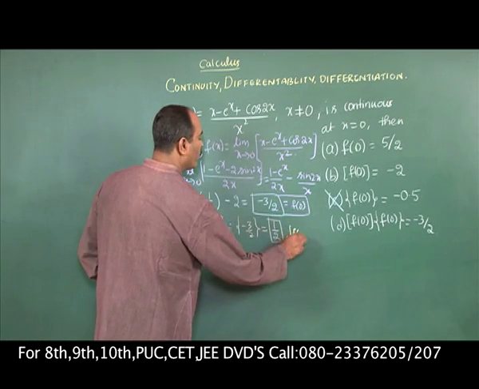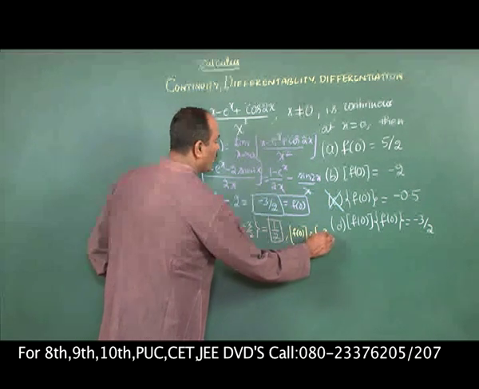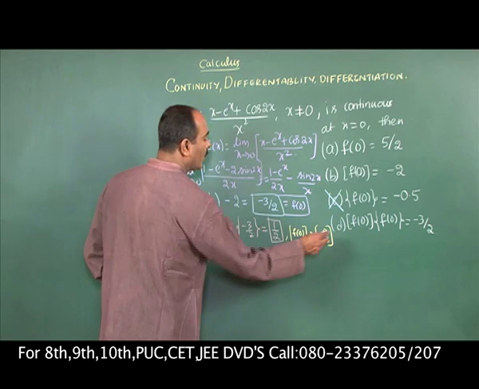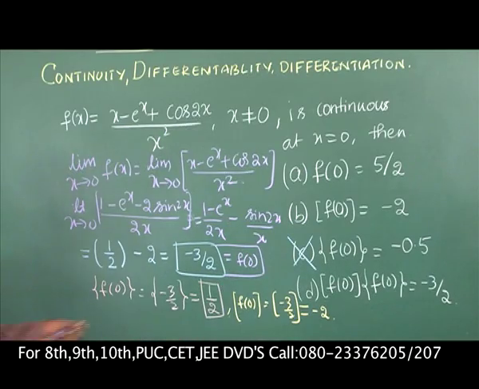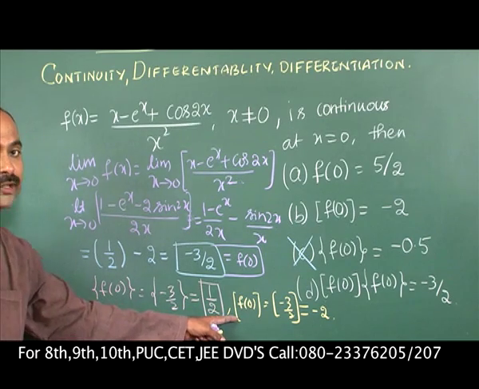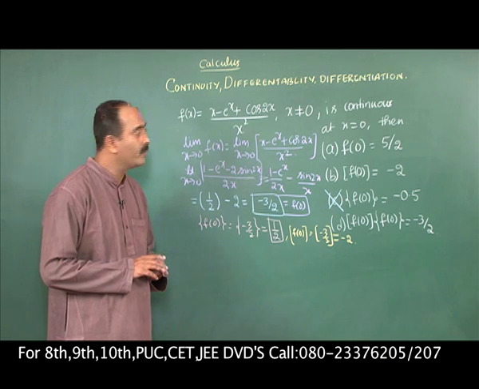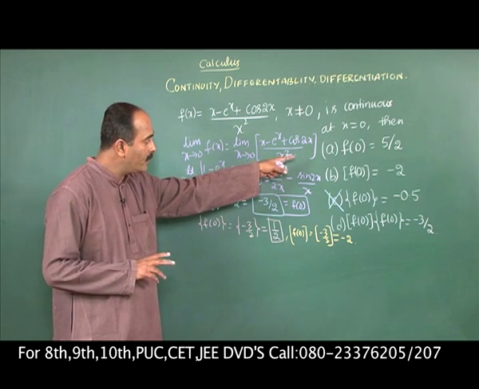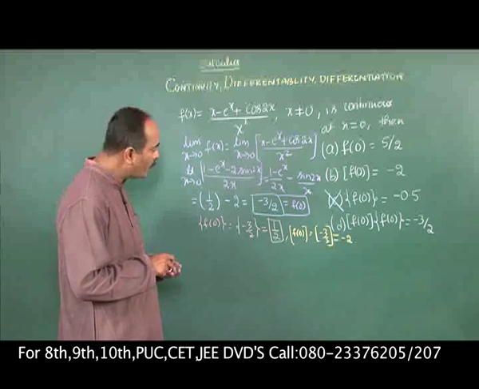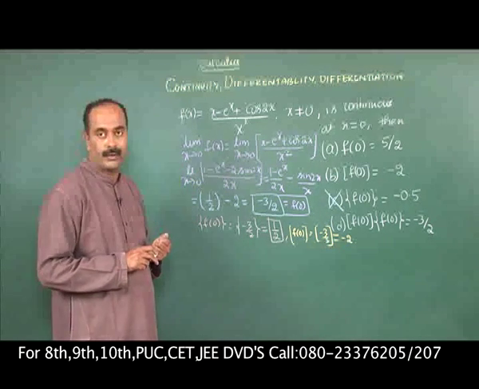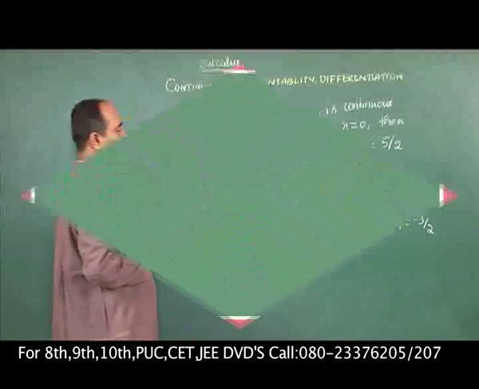Integral part of f of 0 is the same as integral part of minus 3 by 2. What is integral part of minus 3 by 2? That is equal to minus 2. Integral part of f of 0 is minus 2. Now, which is correct among these? Option A, f of 0 is 5 by 2, which is not correct. Option B, integral part of f of 0 is minus 2, is correct. Therefore, option B is correct for this.